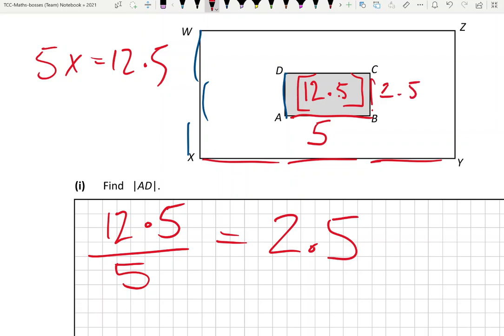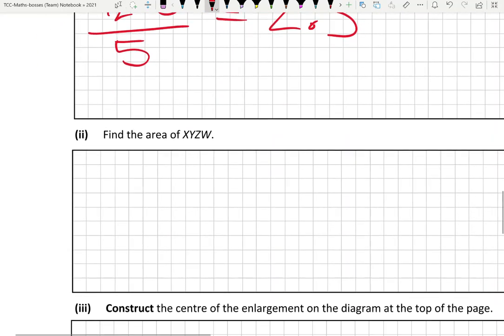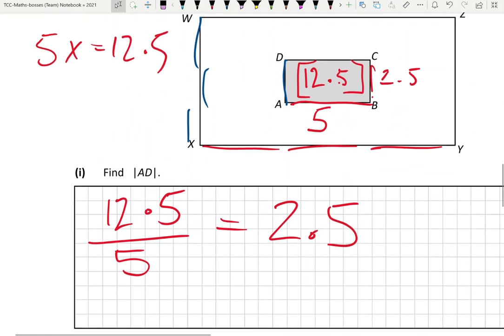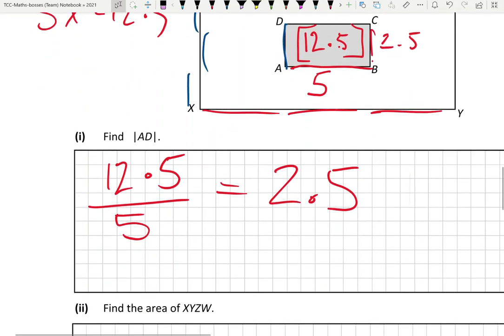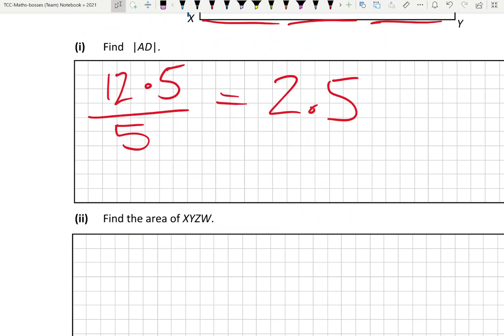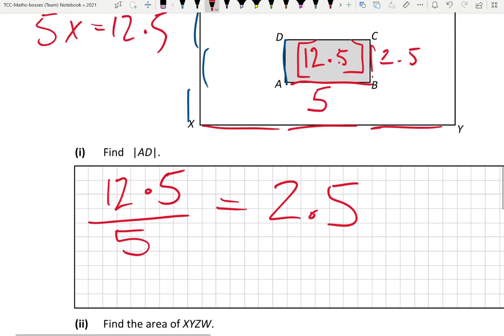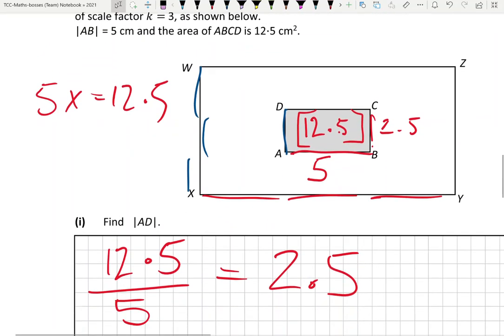Okay. Now they ask us to find the area of the big rectangle. Now we know what to do from the small triangle of 12.5. To get the area of the big triangle, you multiply it by the scale factor squared. So that's the big idea in this. That's the quick, direct way of doing it.